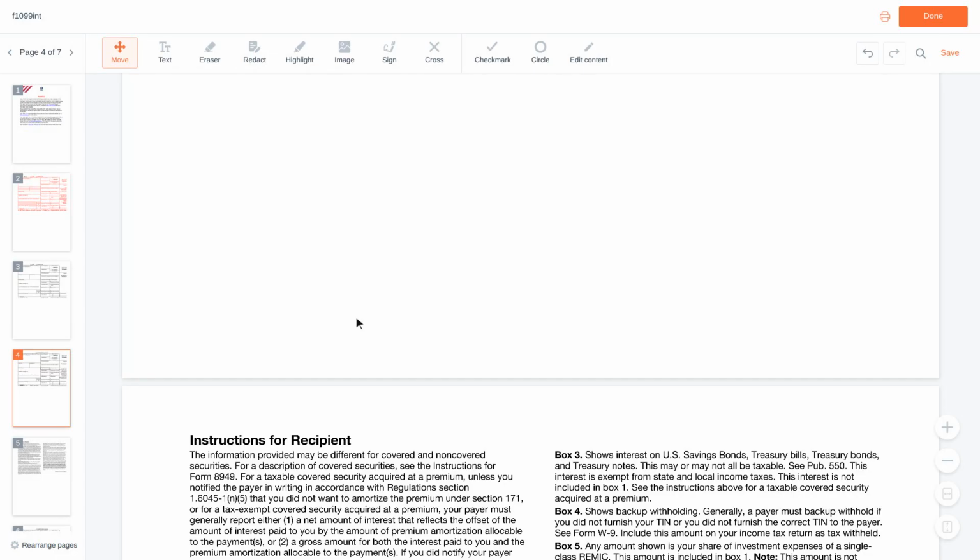Box 8 shows tax-exempt interest from municipal bonds, which is not taxable federally, but may affect eligibility for certain credits. Report ordinary interest from Box 1 on Schedule B and then on Form 1040 as taxable interest income.